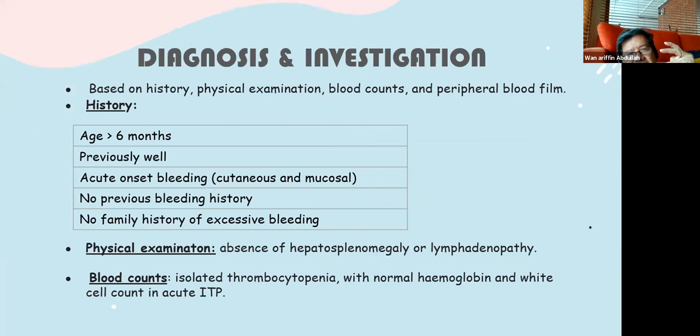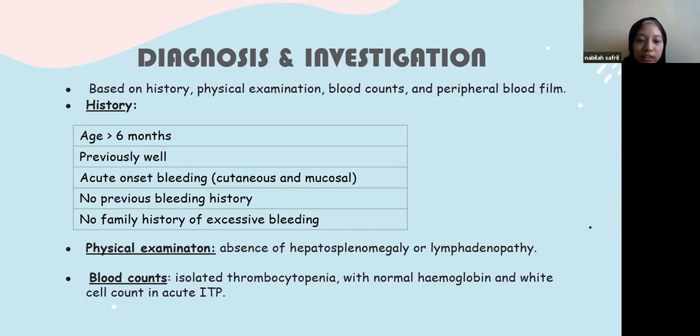Okay. So next, regarding the diagnosis and investigations, ITP is made by diagnosis of exclusion. So you can make it based on history, physical examination, blood counts, or peripheral blood film. Usually, a patient will present at the age of more than 6 months, pretty well, until there is an acute onset of bleeding, which can be cutaneous and mucosal, with no previous bleeding history or family history of excessive bleeding, meaning it's not inherited.